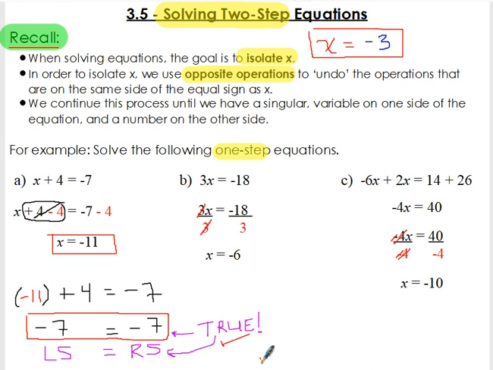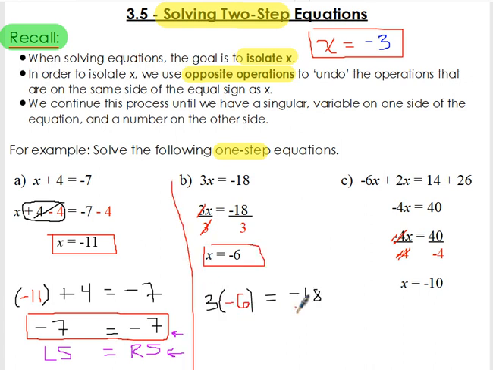3 times negative 6 is negative 18. And on the right side, we just have negative 18. Yeah, the left side equals the right side. It's a big check.